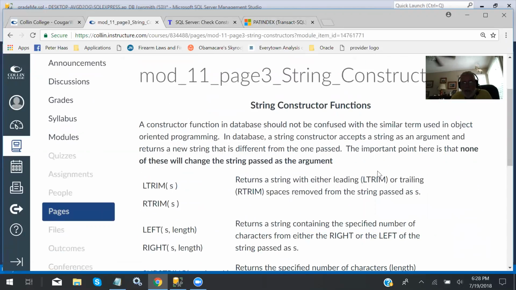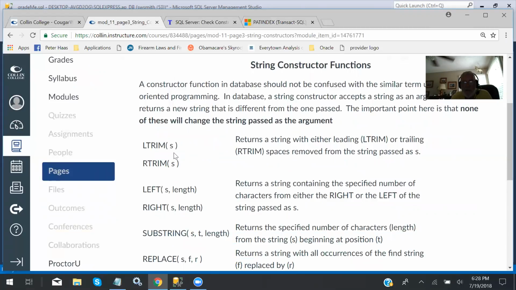String constructors. These guys are going to change the string. So they return a string that is different from S. They do not change S. This is the important part. A function, I'm not going to say never, but I'll say never. A function never changes its argument. A function returns a string that is different from its argument.